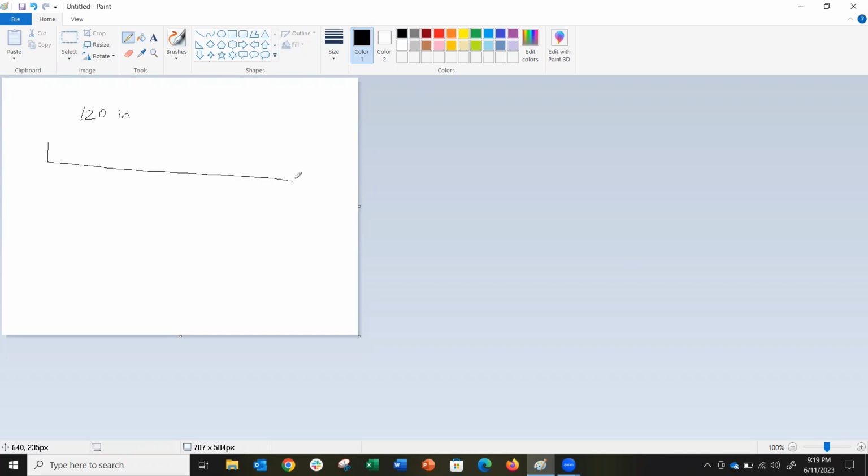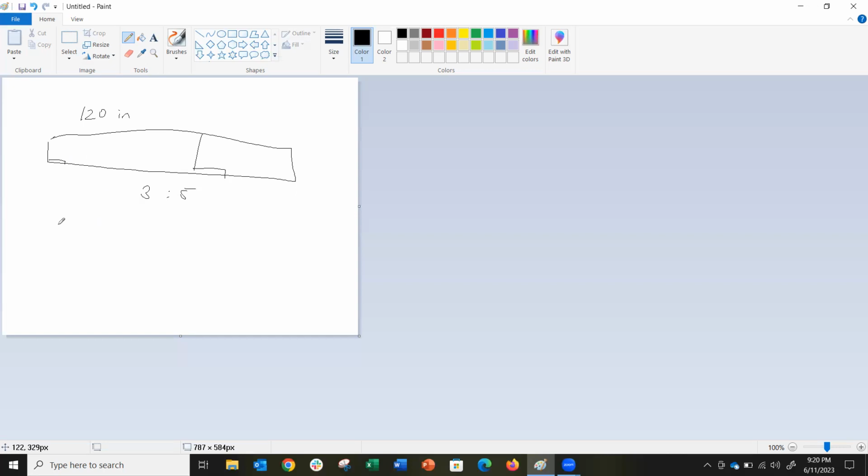So we have a board, it's 120 inches long. Wow, okay. It is divided into 2 sections. The ratio of the 2 sections is 3 to 5. What are the lengths of the sections? So what that means is for every 3 inches in the first section, there's 5 inches in the second section.